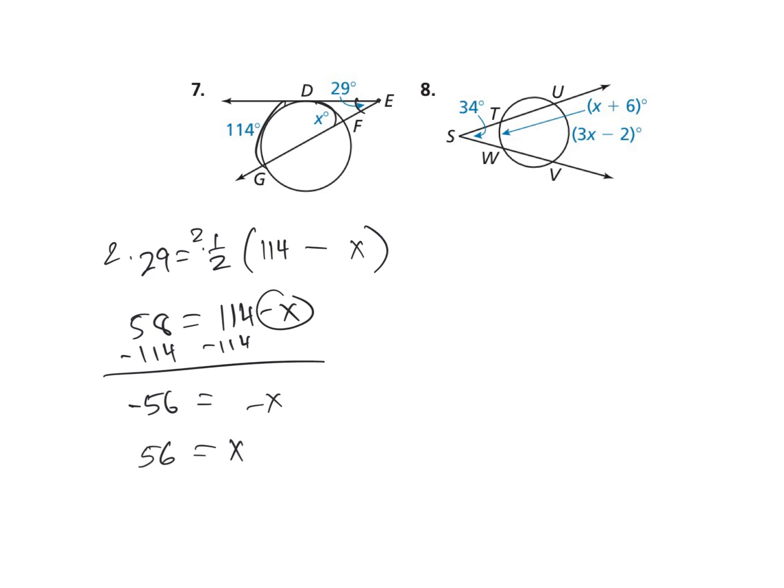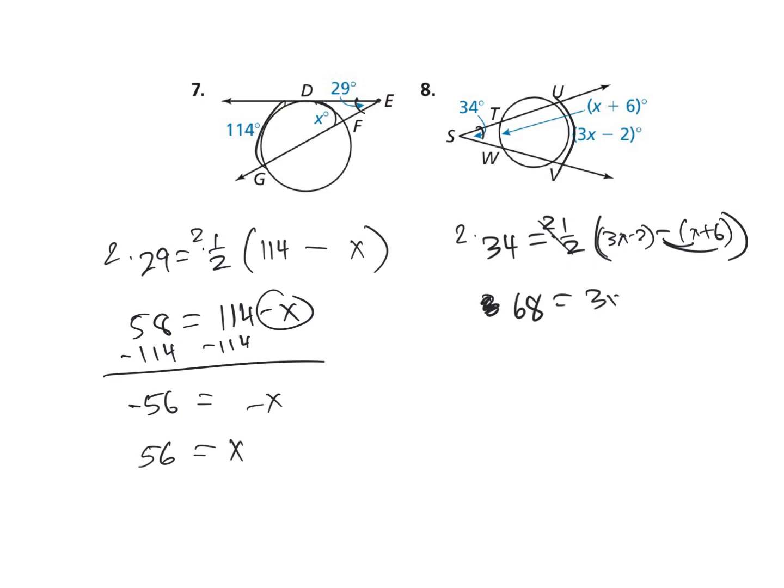Number 8, again, this angle, 34, is 1/2 the two arcs subtracted. The big arc, which is 3x minus 2, minus the smaller arc, x plus 6. And you need to make sure you have parentheses because you have to subtract everything inside there. So 34, let's multiply by 2 here. Get rid of that fraction. So that's 68 equals the 3x minus 2. And now we're going to distribute the negative sign here. Minus x minus 6.